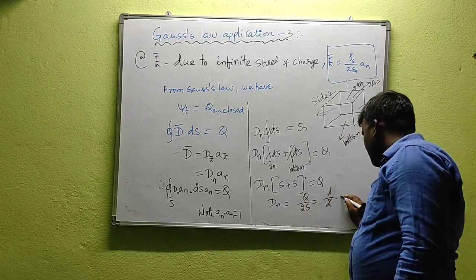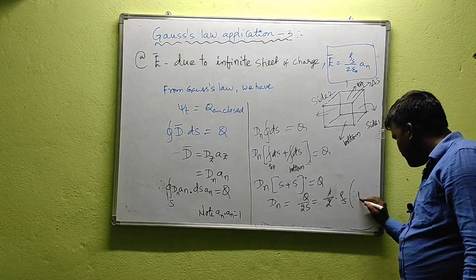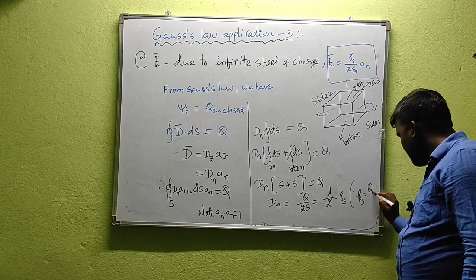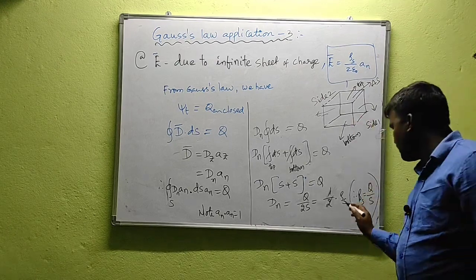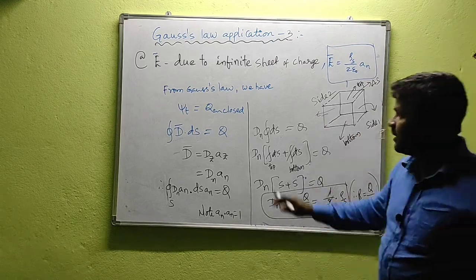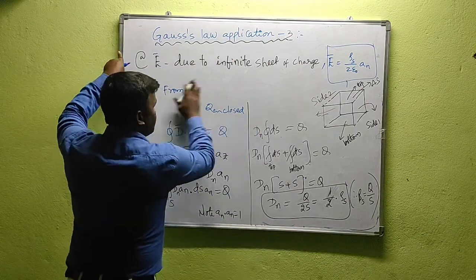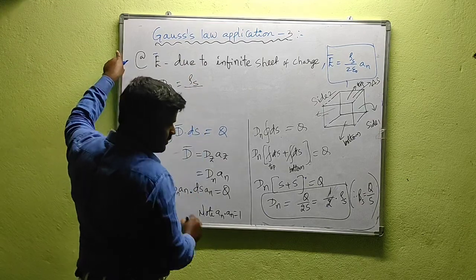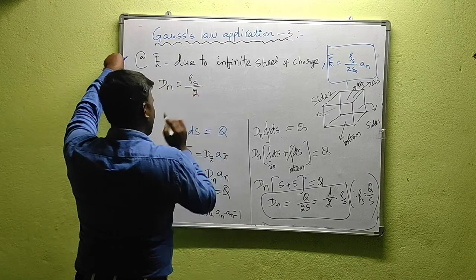Charge per unit surface area, it is nothing but the surface charge density, rho s. What is the definition of surface charge density? Charge per unit surface area. The surface area is S, Q by S. Now finally Dn equal to what? Rho s by 2. I will write that Dn here. Dn equals 1 by 2 into rho s, that is rho s by 2.